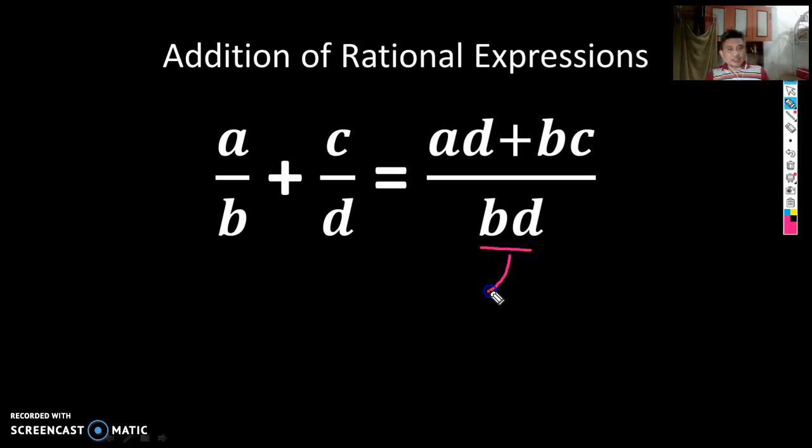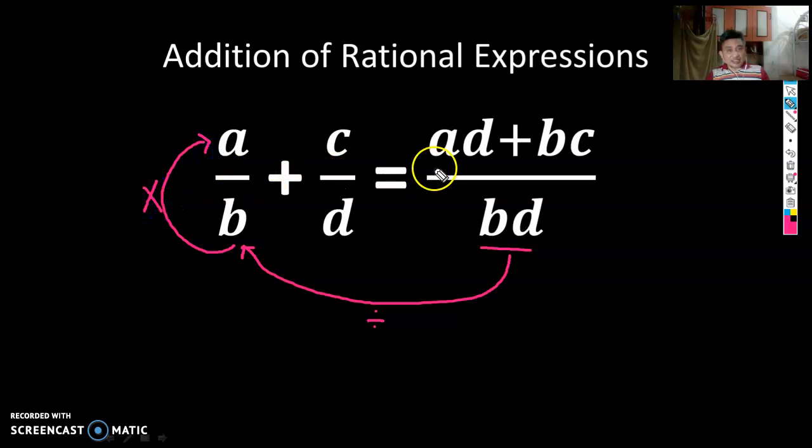BD is the LCD, divided by B. BD divided by B is D. Then we multiply it by A. We times it by A. The answer is AD. And okay, the next is the second column.